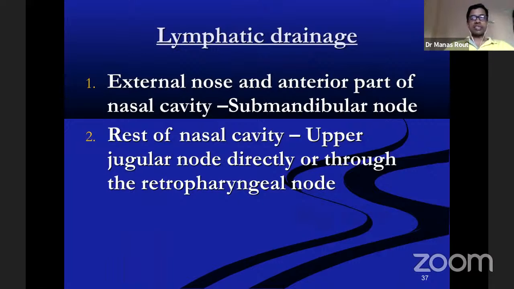Now coming to the lymphatic drainage. Why is lymphatic drainage important? Because it is important in case of tumors, mainly malignant tumors, because sometimes a tumor in the nose, nasal cavity or sinuses will drain to lymph nodes. That may be in the neck, that may be in the retropharyngeal space. So for that, you should know the lymphatic drainage of this area.